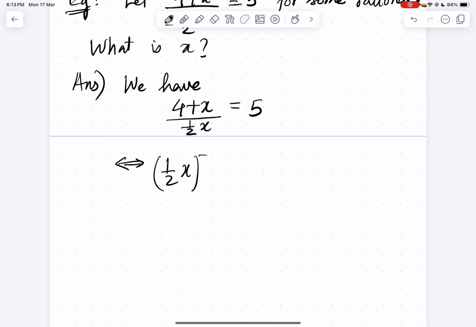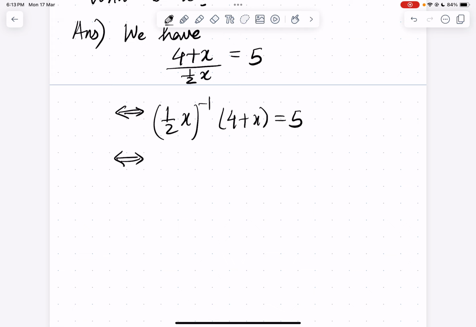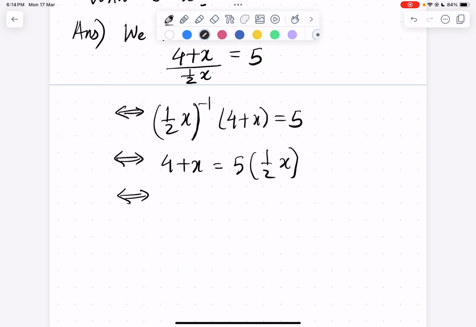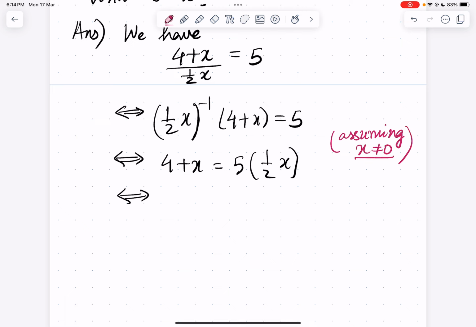This can be rewritten as the multiplicative inverse of half of x times (4 plus x) equals 5. We don't need to expand the multiplicative inverse. Multiplying by half x both sides, we get 4 plus x equals 5 times half x. So both equations are the same. Here we should actually be writing, assuming x is not equal to 0. We can consider this equivalence.